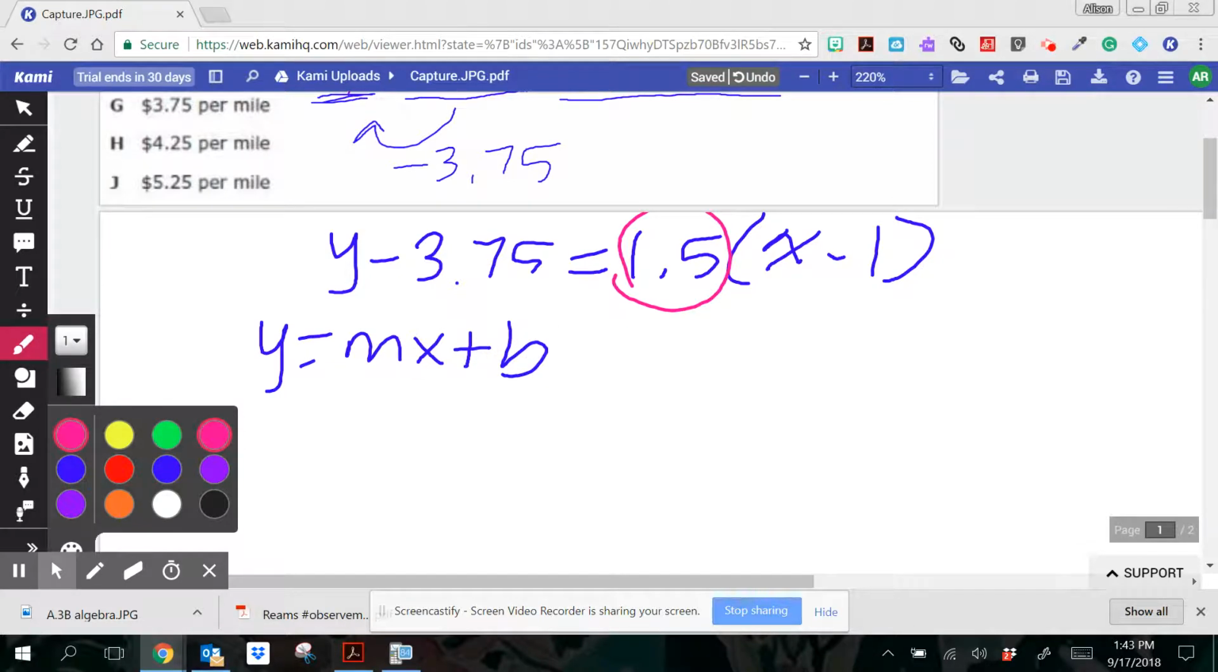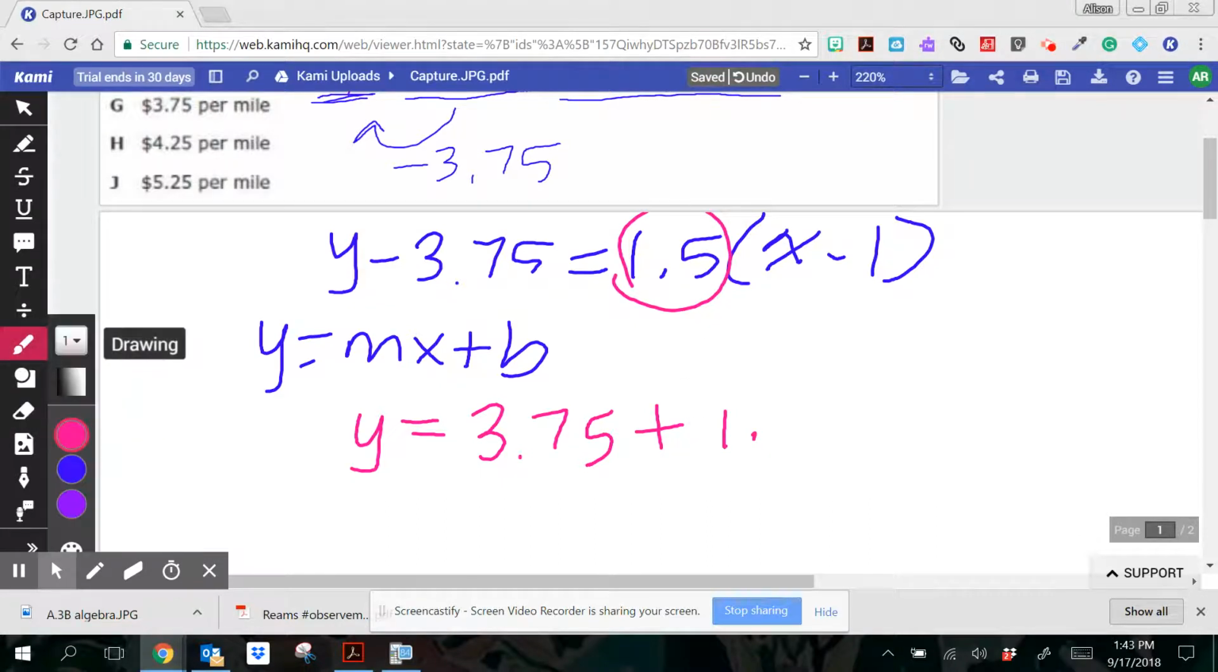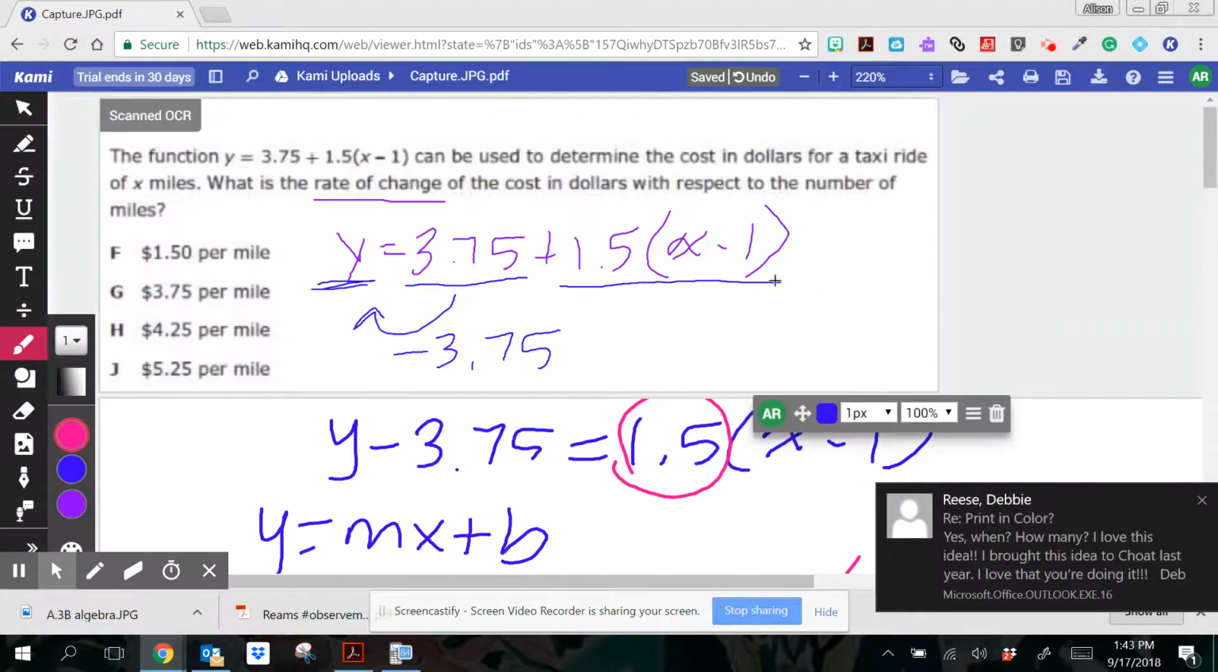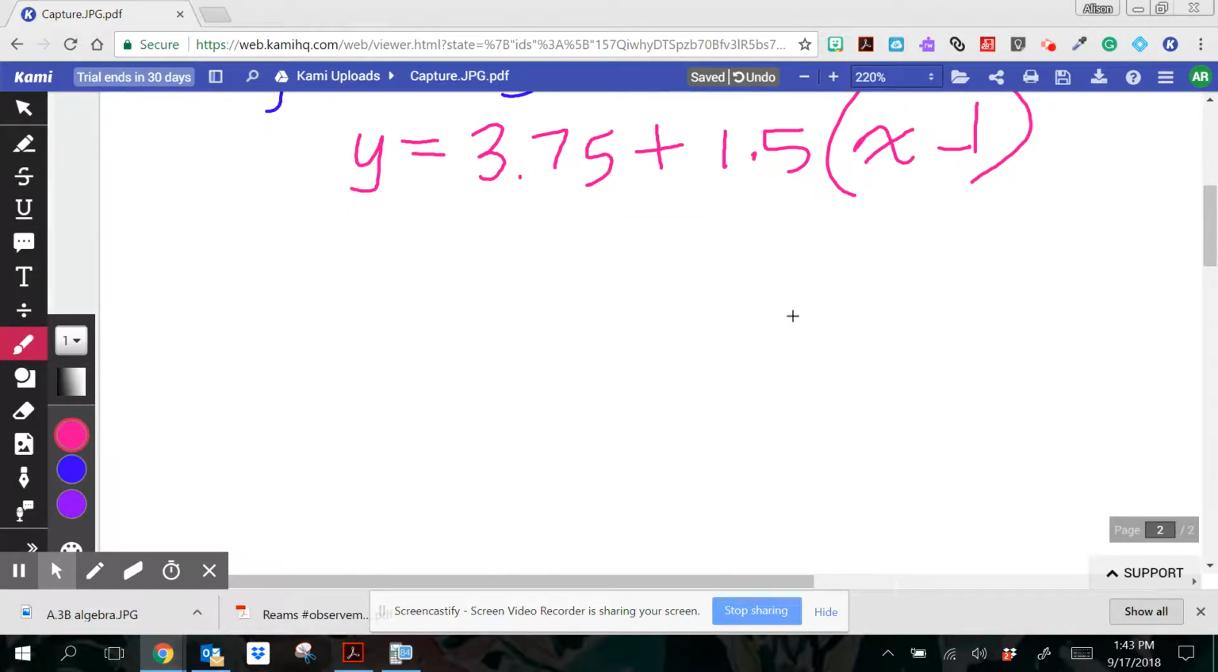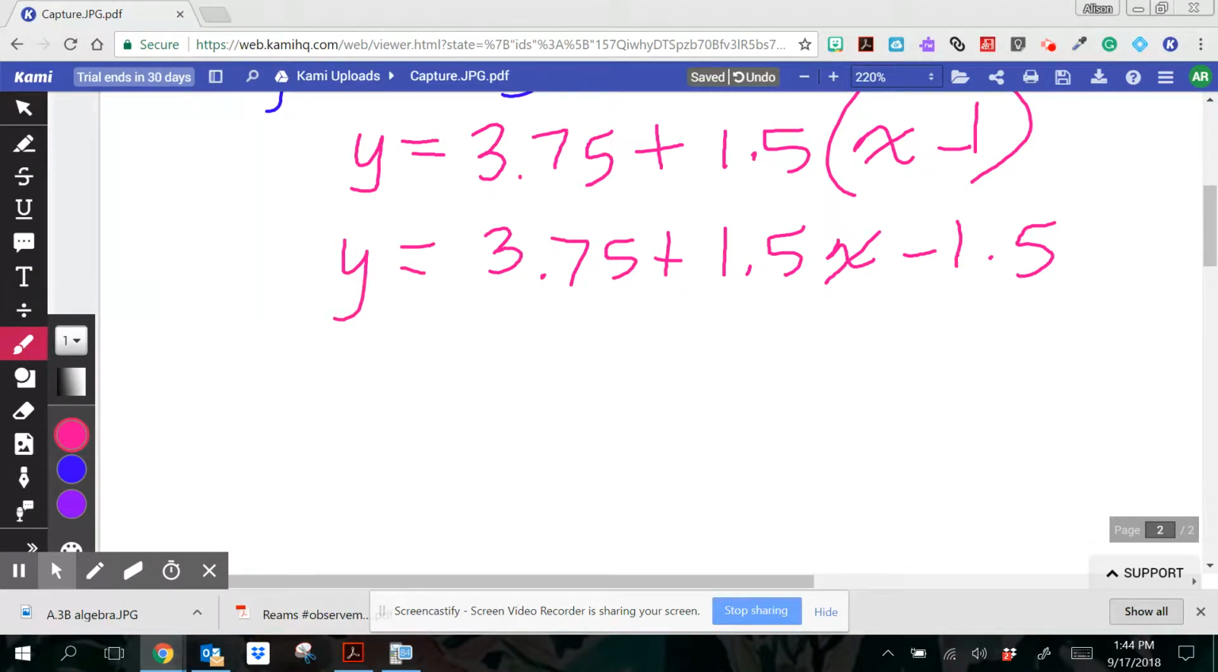And so how we're going to do that is that we could go back to our original equation, y equals 3.75, let's see, plus 1.5, whoops, Miss Reams keeps making mistakes, plus 1.5 times x minus 1. Let me make sure that this is what I want. Yep, that's exactly what I want. So let's solve this. My first step would be to distribute. 1.5 times x. 1.5 times my negative 1 is a negative 1.5. And then I still have this 3.75 plus. And then I combine like terms.